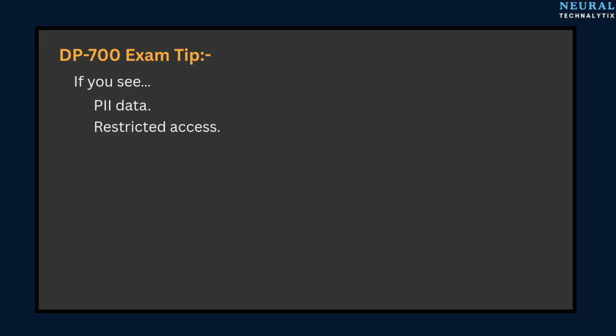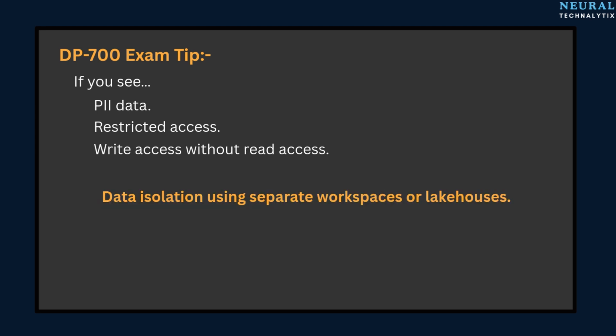Before we wrap up, here's a key DP-700 exam rule. If you see PII data, restricted access, write access without read access, your first thought should be data isolation using separate workspaces or lakehouses, because permissions alone are often not enough.